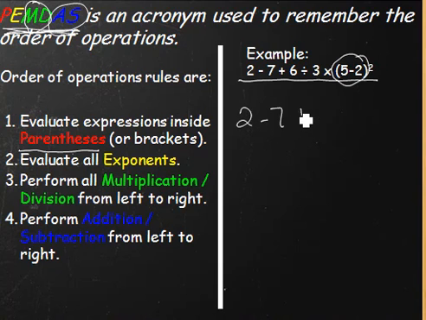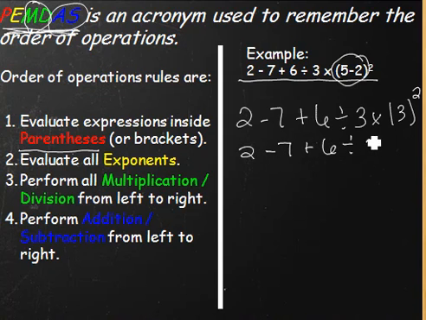Therefore, we have 2 minus 7 plus 6 divided by 3 times the quantity of 3 squared. Next, we'll look at our exponents, and we know that 3 squared is equal to 9. Therefore, we have 2 minus 7 plus 6 divided by 3 times 9. Finally, we must perform all multiplication and division going left to right. Therefore, anytime we see division or multiplication, we will do it.